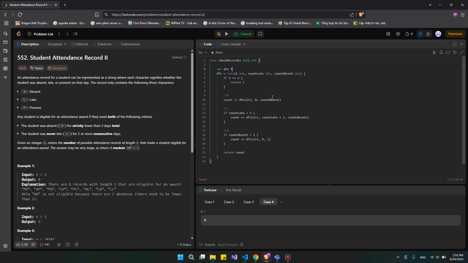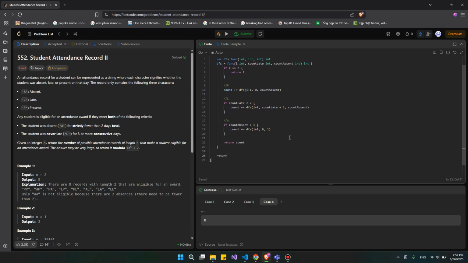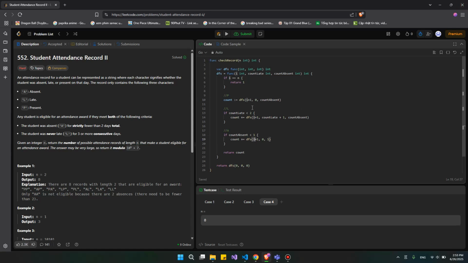We need to make the code to have the recursion here. So here we will start the call from zero, zero and zero, right? Okay.